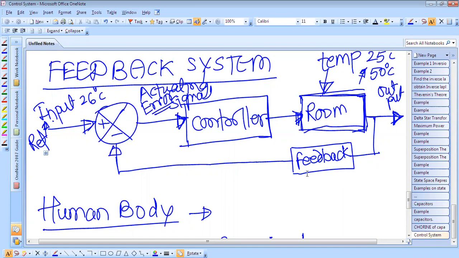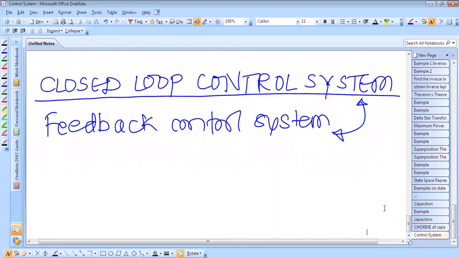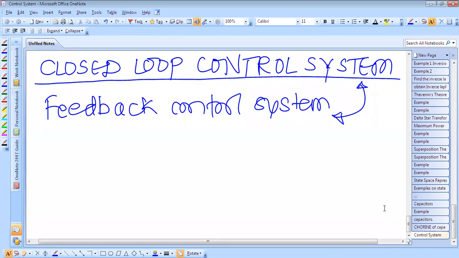So the closed loop control system is similar to the feedback control system, where the actuating error signal, which is the difference between the input signal and the feedback signal, may be the output signal itself or a function of the output signal, and it is fed to the controller so as to reduce the error and bring the output of the system to the desired value.